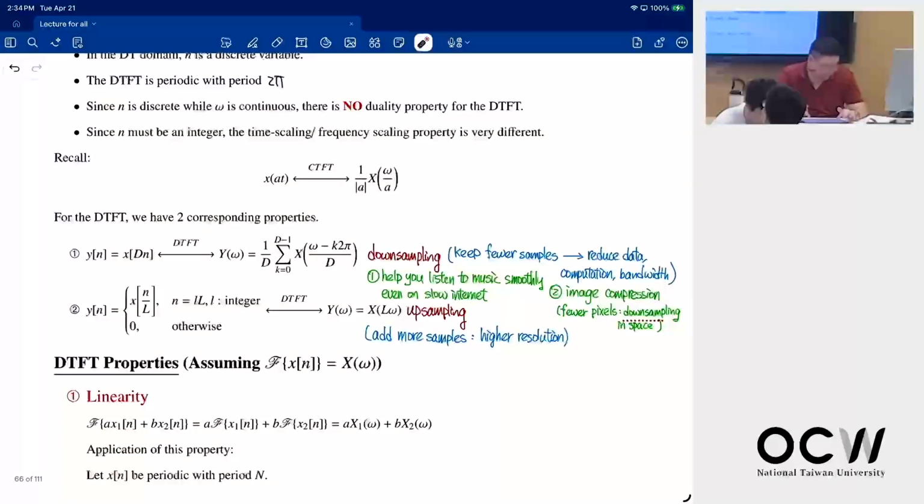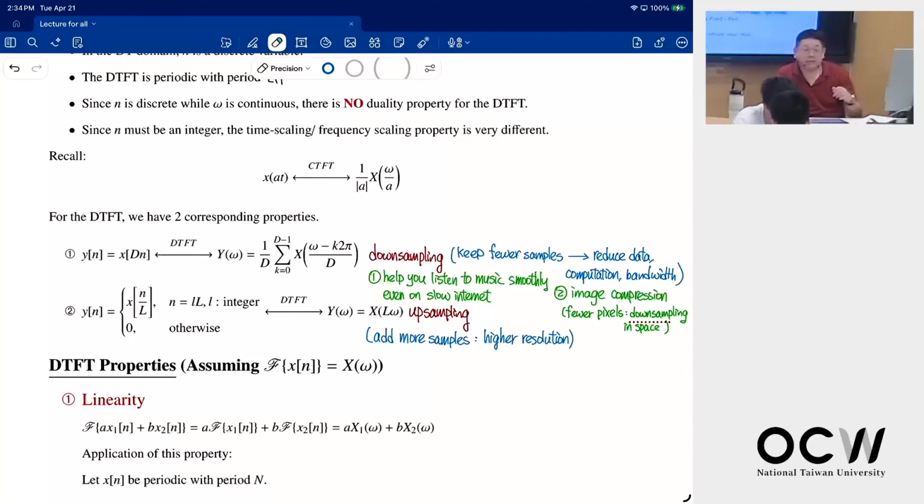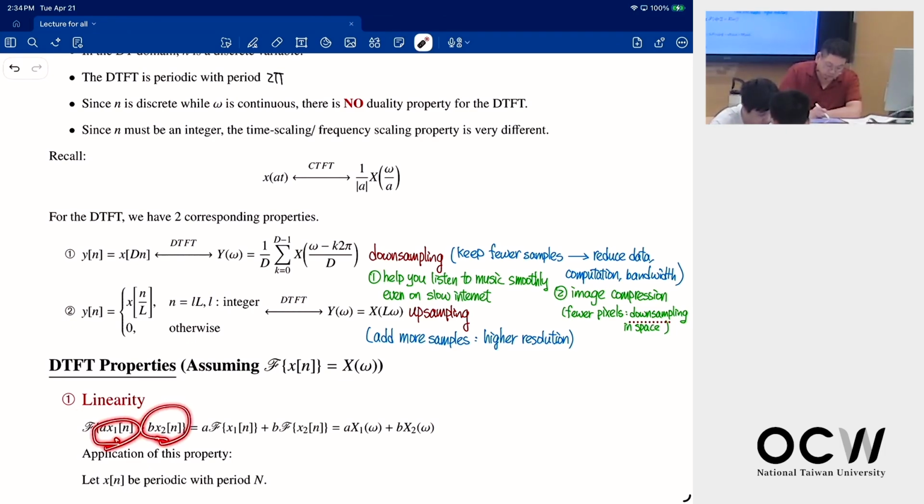Now, let's see the properties of the discrete time Fourier transform. If we assume taking the Fourier transform in discrete time, then we get X of omega. Sometimes in some textbooks you may see X of j omega, but here we just put omega. Linearity: if I add these two signals first and then take the Fourier transform, that means I can take the Fourier transform first and then do the linear combination.